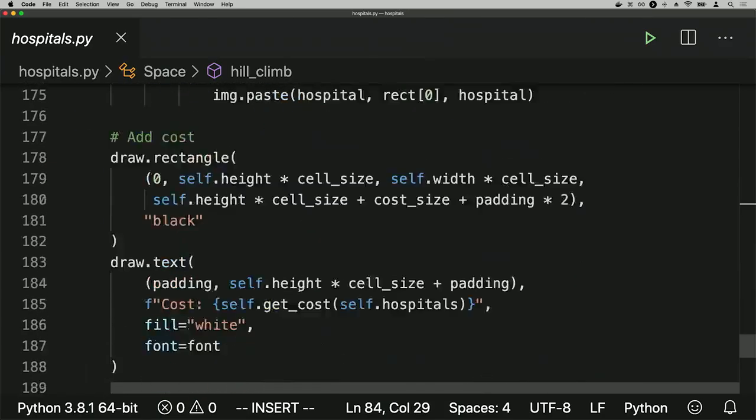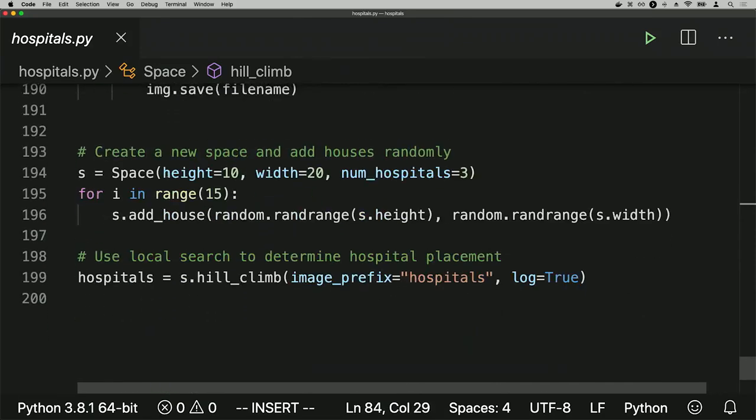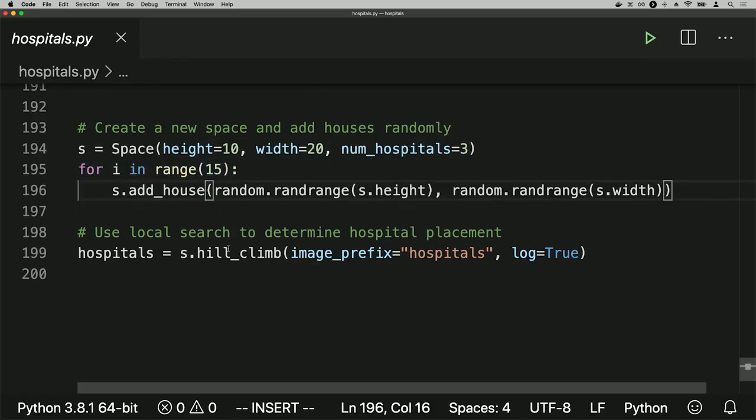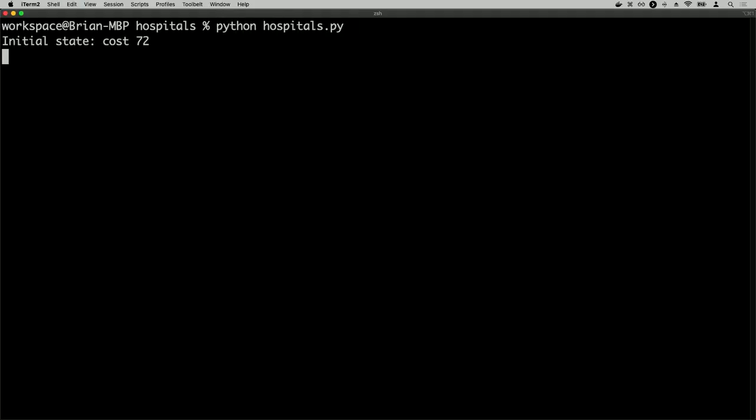And so now what we're doing is, if we look down at the bottom, I'm going to randomly generate a space with height 10 and width 20, and I'll say go ahead and put 3 hospitals somewhere in the space. I'll randomly generate 15 houses that I just go ahead and add in random locations. And now I'm going to run this hill climbing algorithm in order to try and figure out where we should place those hospitals. So I'll go ahead and run this program by running Python hospitals.